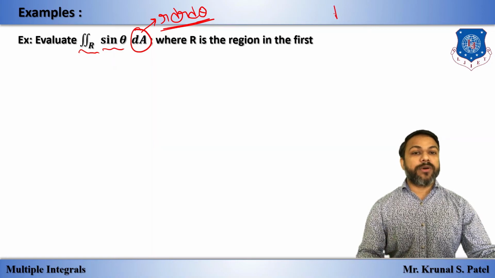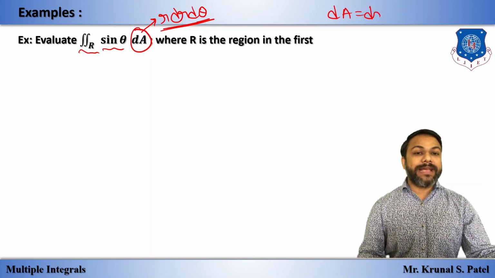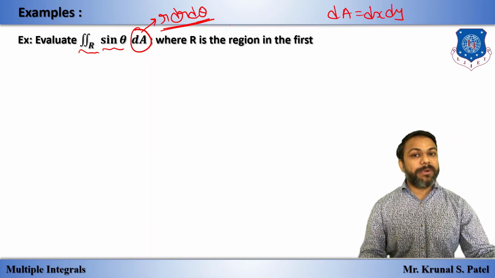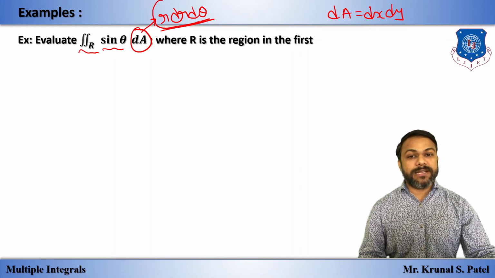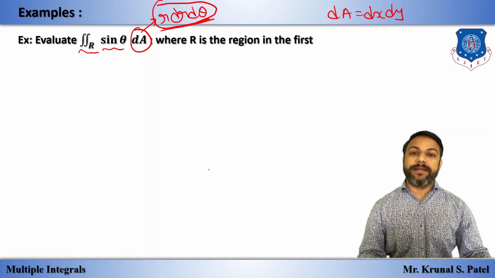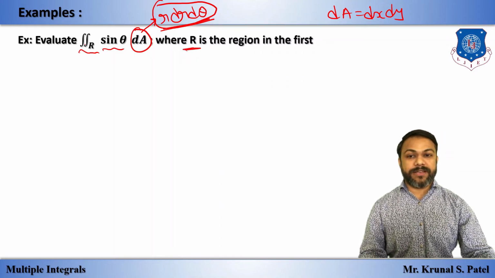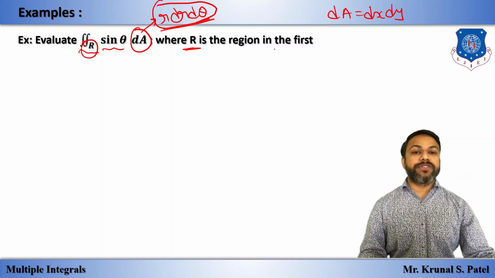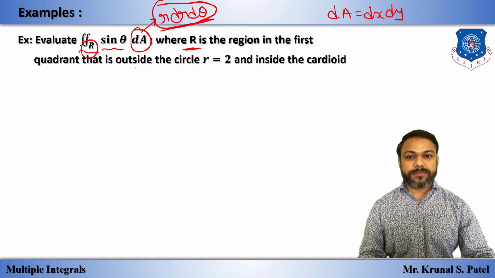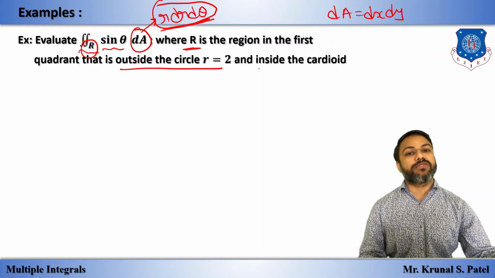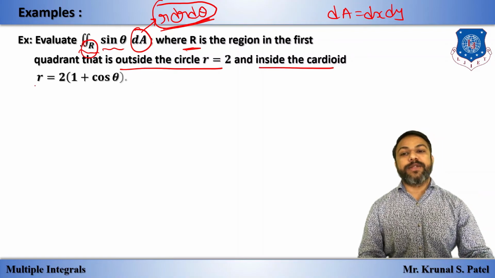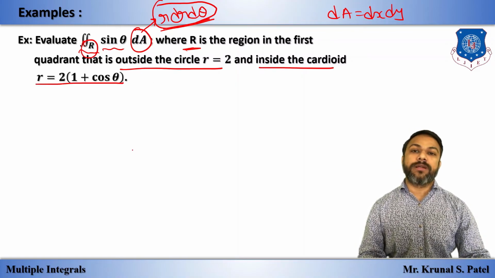In Cartesian form, dA means dx dy or dy dx. But in polar, this is the dA: r dr d theta. That you have to keep in your mind. R, capital R, this region is the region in the first quadrant, outside the circle r equal to 2 and inside the cardioid r equal to 2 times (1 plus cos theta).